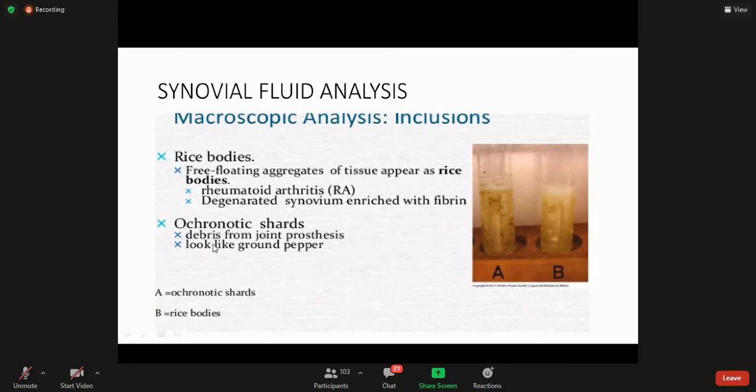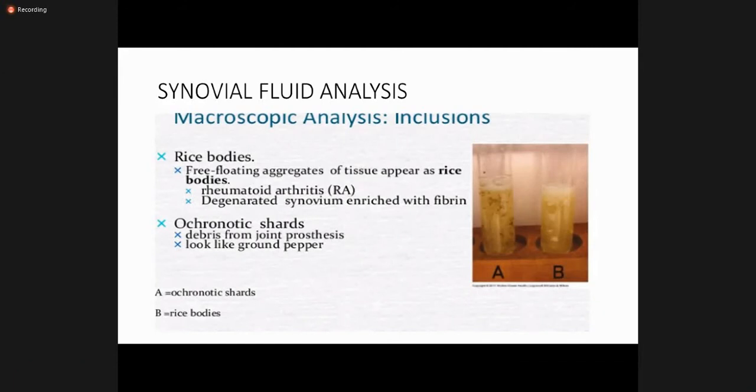So it may be debris from joint processes. Joint processes means if any previous surgery has been performed, and something has been placed like metal screws or metal plates, so that debris can cause the ochronotic shards that can be observed in test tube A. Is it clear? This is an example of inclusions in case of macroscopic analysis of the synovial fluid.